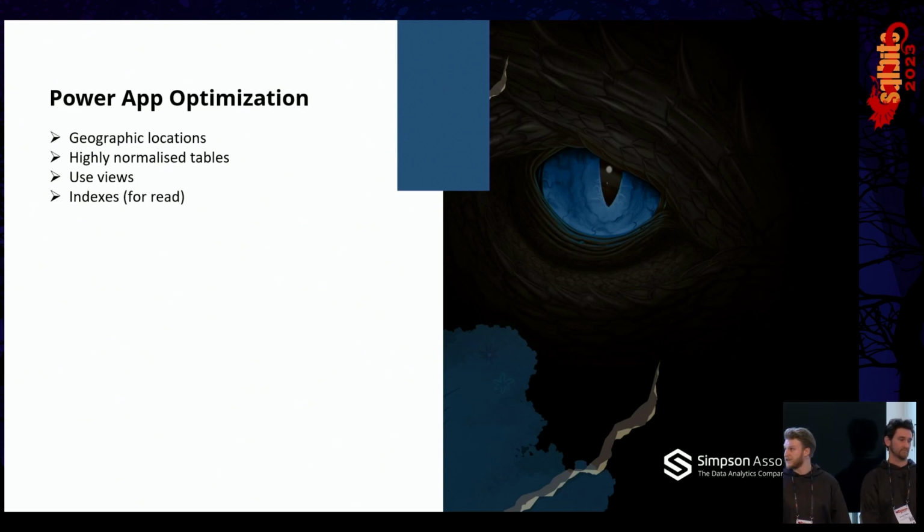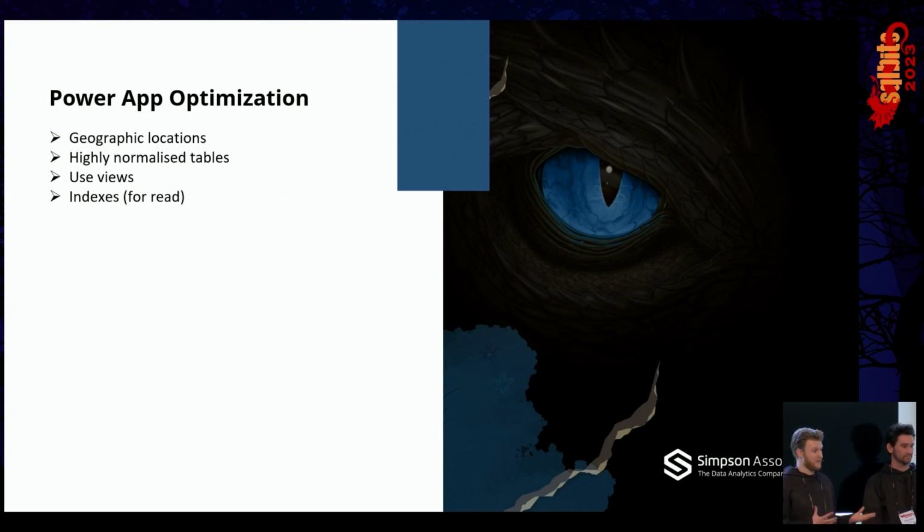So how do we actually optimize our Power App? As I said just then, geographic locations. If we can have our Power App in UK South, we can have our Azure SQL database in UK South. It's not going to have to travel very far. The other thing is highly normalized tables. If we can allow James to minimize the amount of data he has to write, one row per piece of information, one row per character class, so if you can make that as normalized as possible, there's going to be minimal data that he has to actually write.